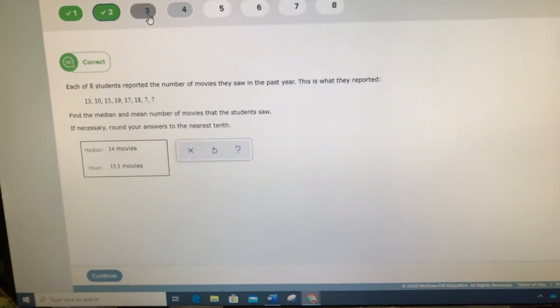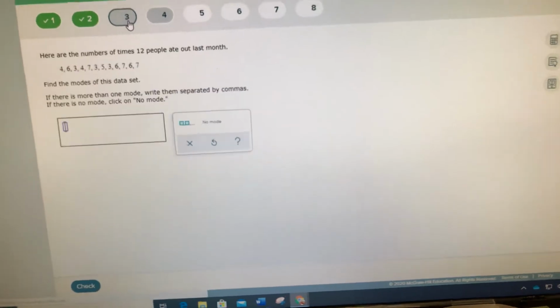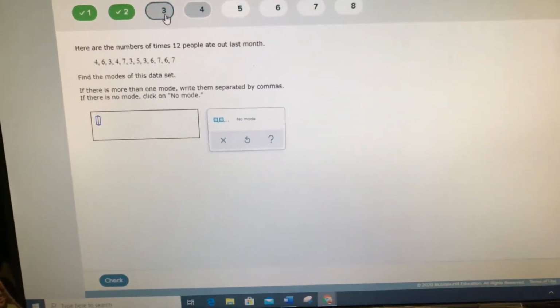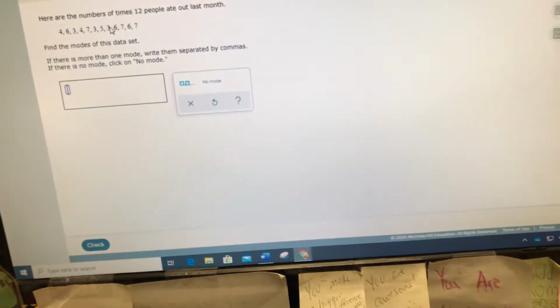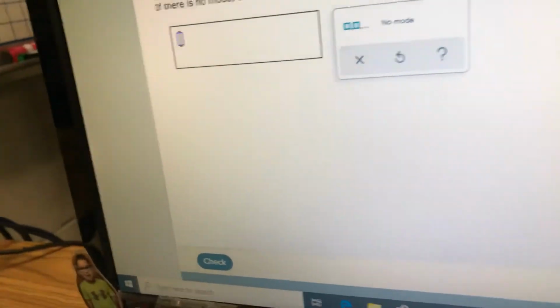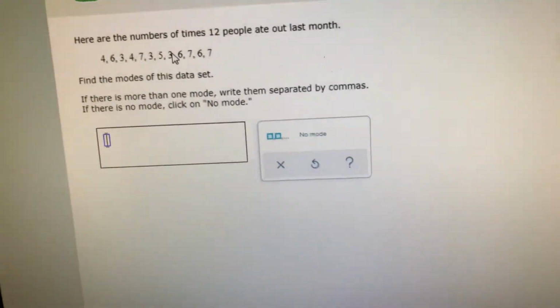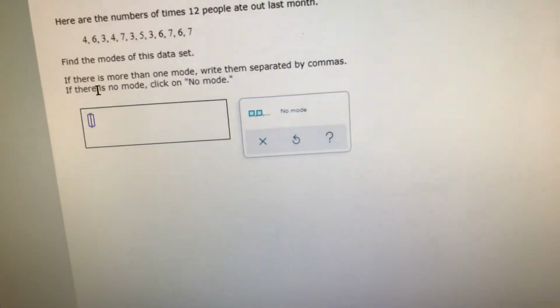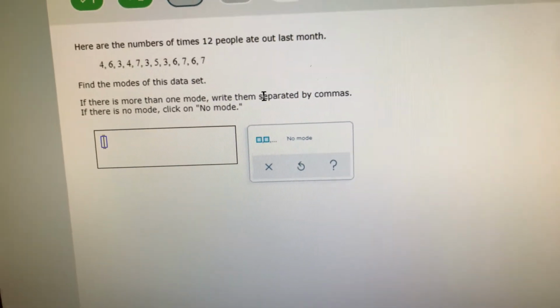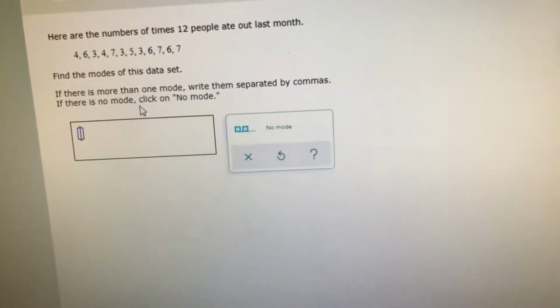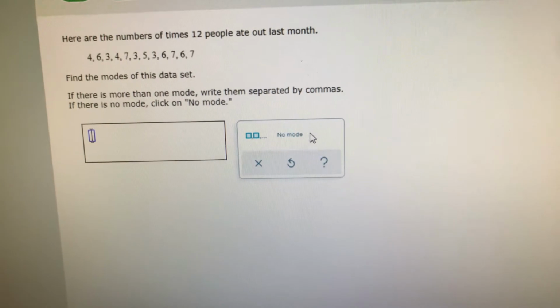All right. Question number 3 is going to talk about the mode. The mode is the one that happens most often. Now, if you can just look at it, great. If you need to write it down and count, you sure can. If there's more than one mode, write them separated by commas. If there's no mode, click on no mode, which would be this button.